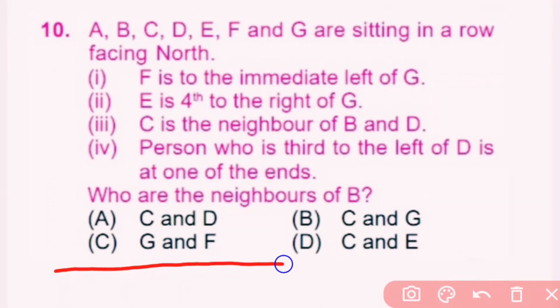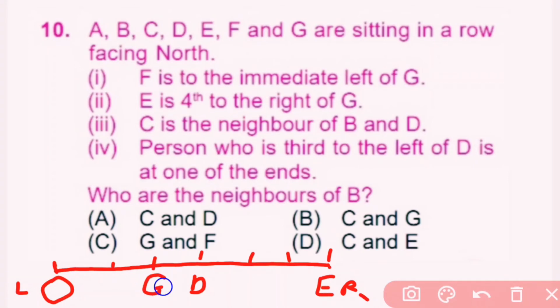So they are facing to the north, means this is left side and this is right side. Person who is third to the left of D is at the one end, means D will come here and that person will come on the left side. E is 4 to the right of G. 4 to the right of G, E will come here and G will come here. F is to the immediate left of G, so F will come here.